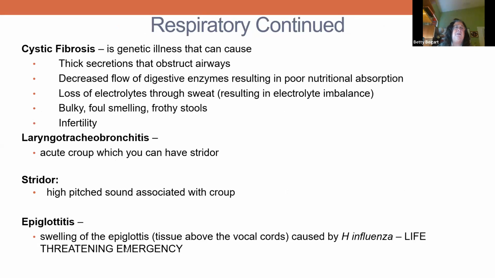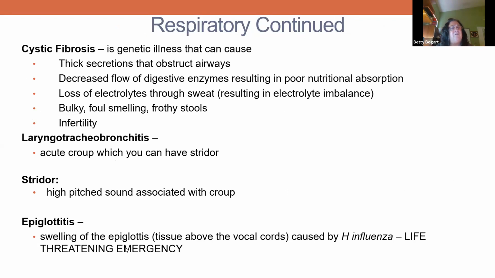Respiratory continued, you've got cystic fibrosis. This is a congenital defect that you get from mom and dad, and it's all about mucus. So this thick mucus obstructs the lungs. So it's like these big, thick petri dishes in the lungs. So you're always getting infections. So you have to do amazing respiratory care and get that mucus going.